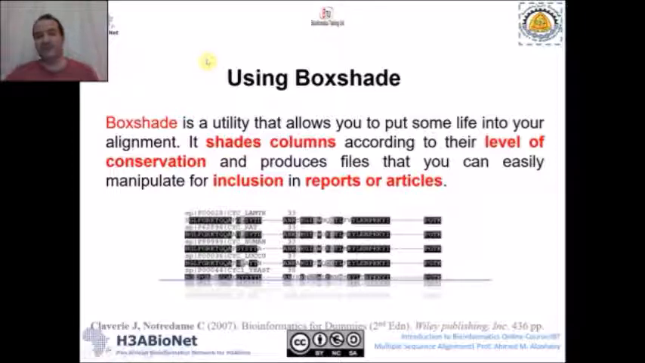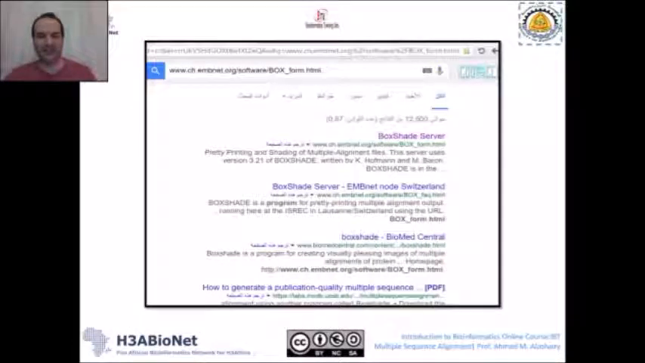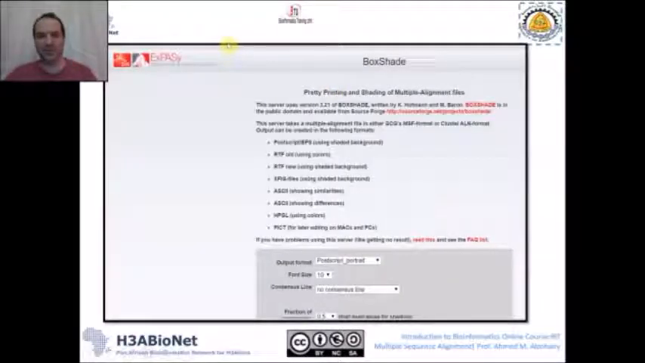Using BoxShade, this is for the people who like to have black and white figures, because colorful figures are usually very costly in publication. That's why some people like to show the multiple sequence alignment result using black and white. It also looks very accurate and very beautiful. You can simply find BoxShade in Google. You can just write BoxShade server, and you will get this program. It's available on the ExPASy website.